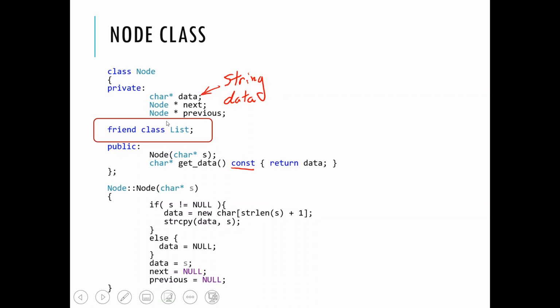So here is my constructor, and I'm going to check to see if it's an empty string. Fine. I saved my data. And I set up my next and my previous to both be null. As in, I have a node, it points to nothing.